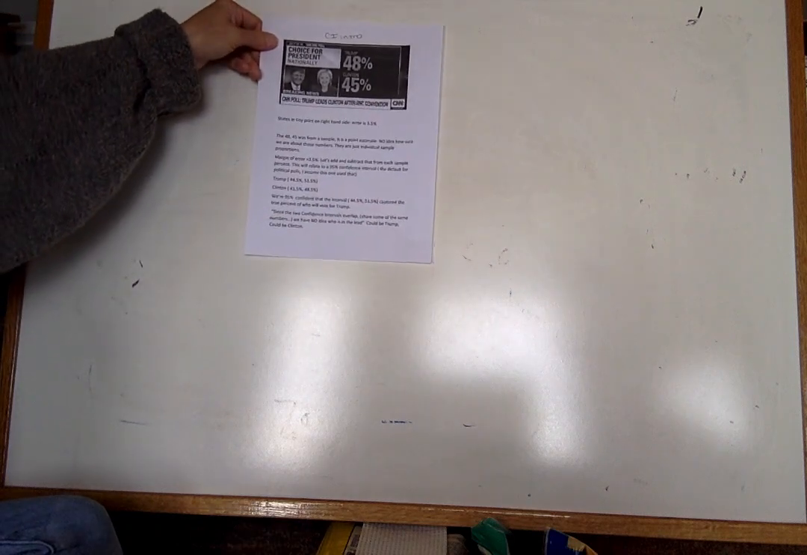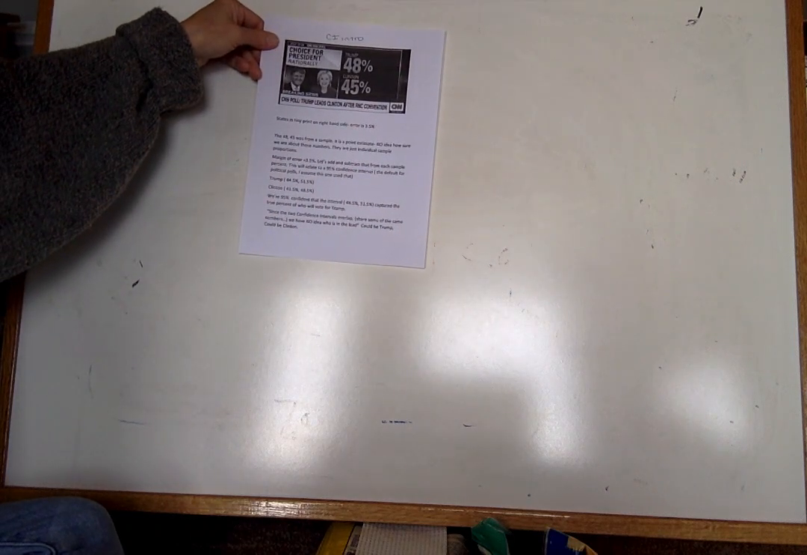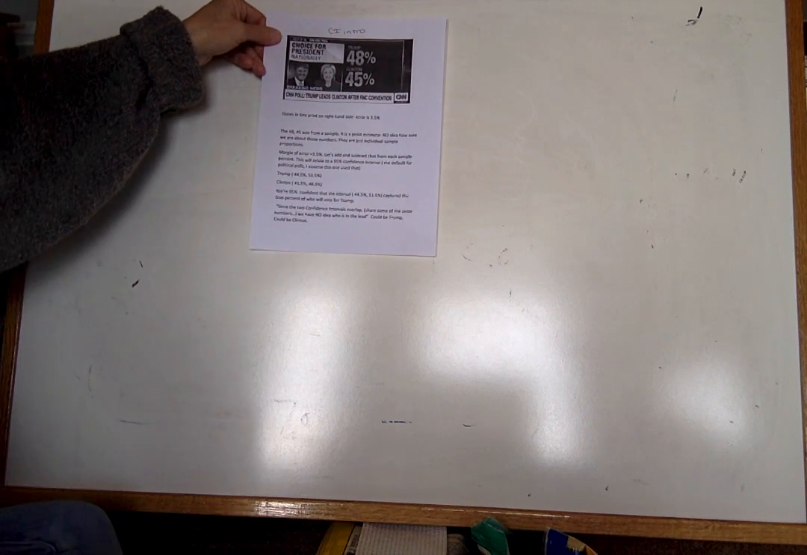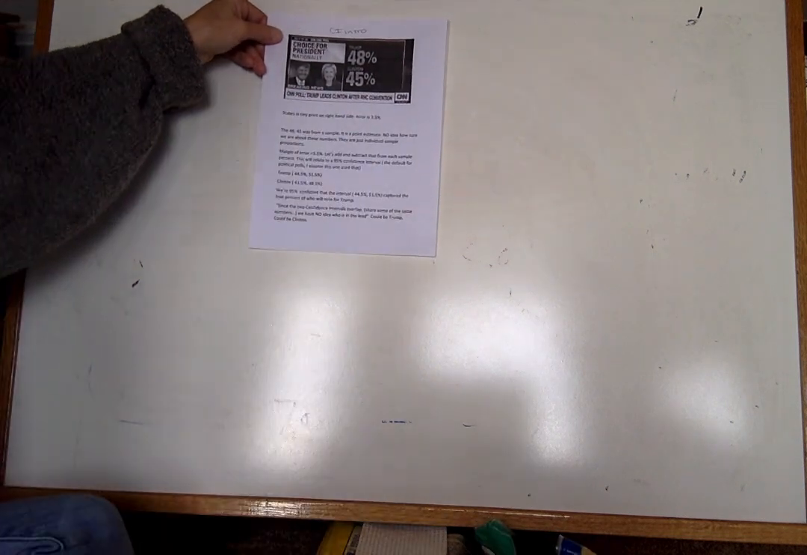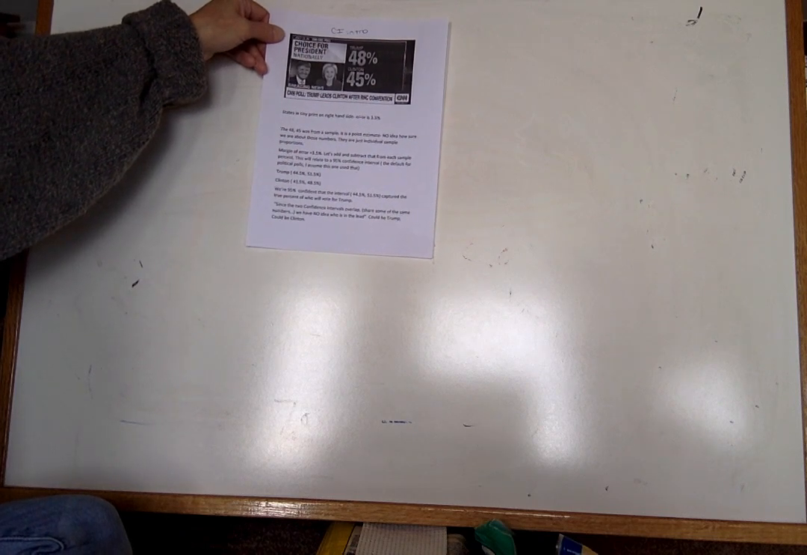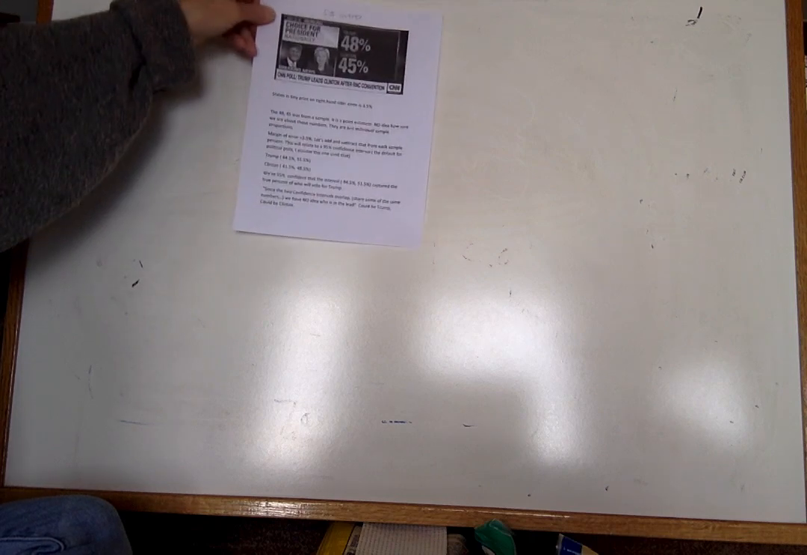All right, I'm going to turn this around to my whiteboard. So formally getting to the notes now. Again, you can have this printed or split your screen. This was a graphic that I found from a few years ago. Basically, it says that Trump was sitting at 48% and Clinton was sitting at 45%.